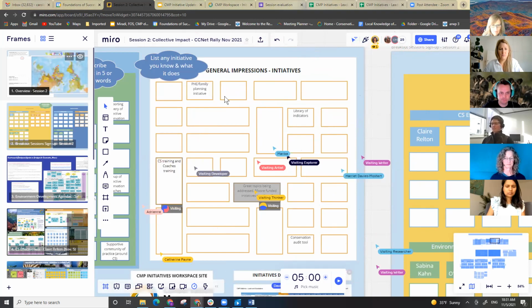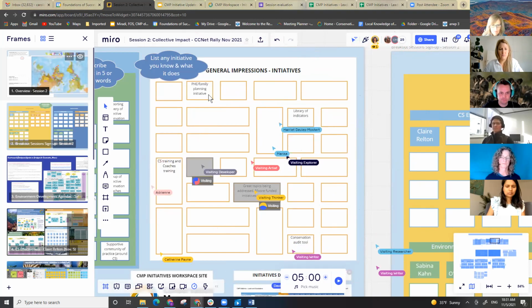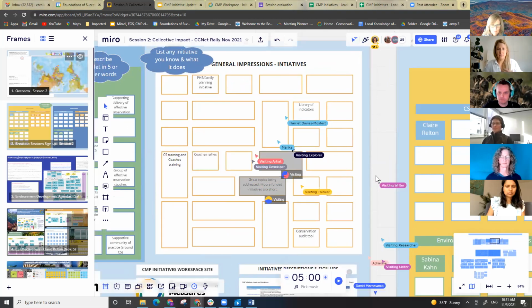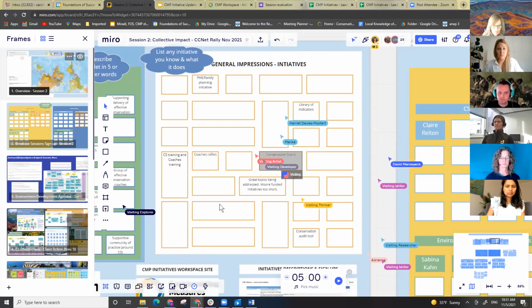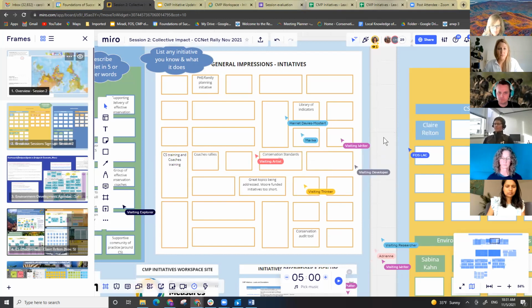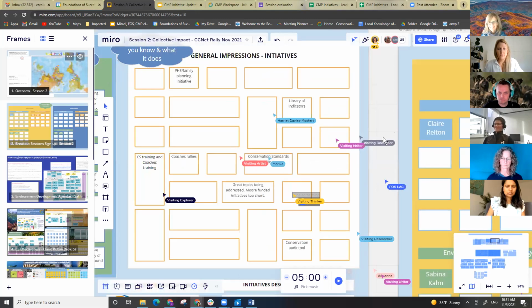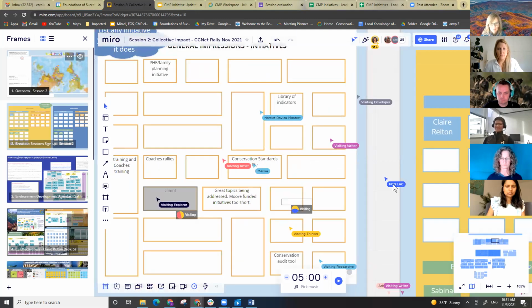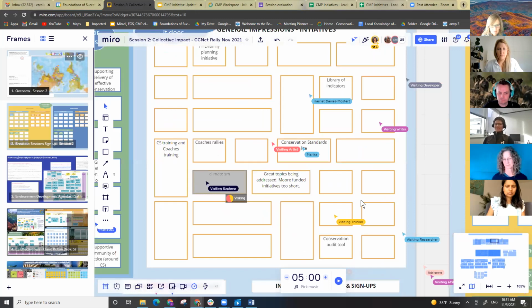Okay, somebody mentioned the PHE Family Planning Initiative. That's part of the collaborative learning we've been working on. The CS training and coaches training, the coaches rallies, the audit tool. Yeah, you guys know. The Library of Indicators, yep, the Conservation Actions and Measures Library. Lots of topics being addressed.